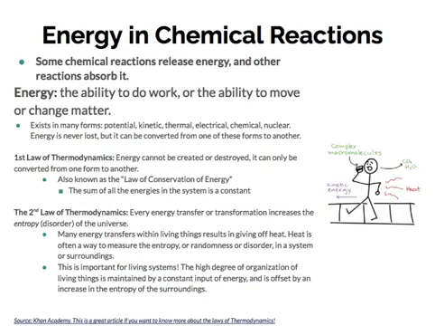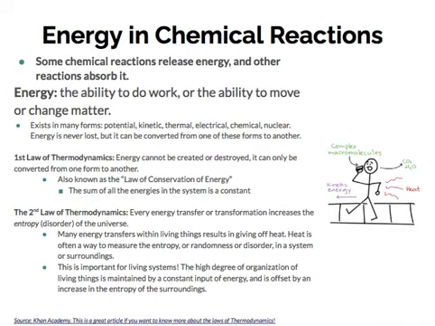Energy exists in many forms, such as potential, kinetic, thermal, electrical, chemical, and nuclear. Energy is never lost, but it can be converted from one form to another. Now we have two laws of thermodynamics that will be important for us in biology. The first one is that energy cannot be created or destroyed. It can only be converted from one form to another. This is also called the law of conservation of energy, and it tells us that the sum of all energies in a system is constant.